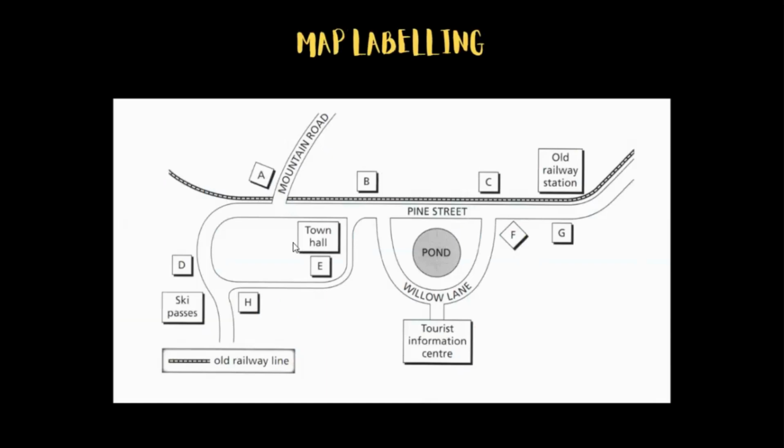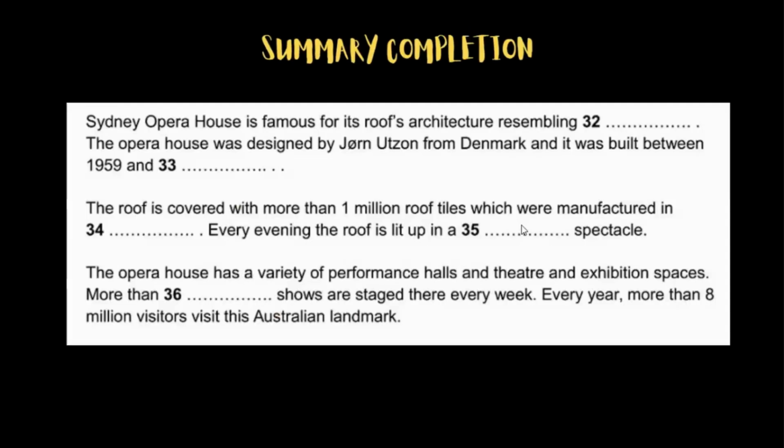Map labeling is a question type that everyone struggles with. A map would be given where a person would give you directions on where to go. For example, if someone says opposite the ski paths, then you will mark the H. Similarly, we'll do special videos on each topic as well. But this is just a brief where you can see what the questions are and how they look.